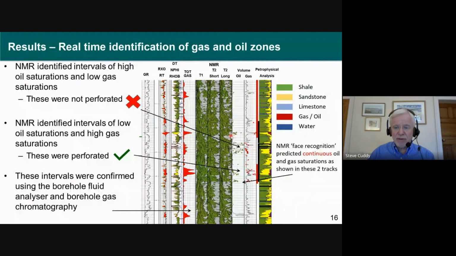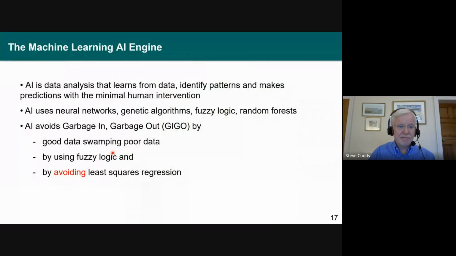Now, finding a relationship between these saturations and NMR is like face recognition. So AI is data analysis that learns from the data, identifies patterns, and makes predictions using a minimum of human intervention. It uses neural networks, genetic algorithms, fuzzy logic, and other things. And it avoids the problem of garbage in, garbage out, as I will explain.